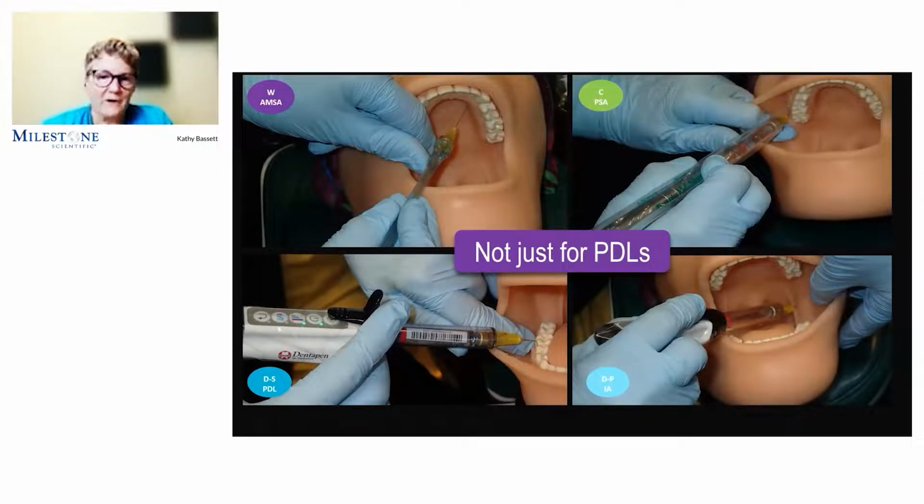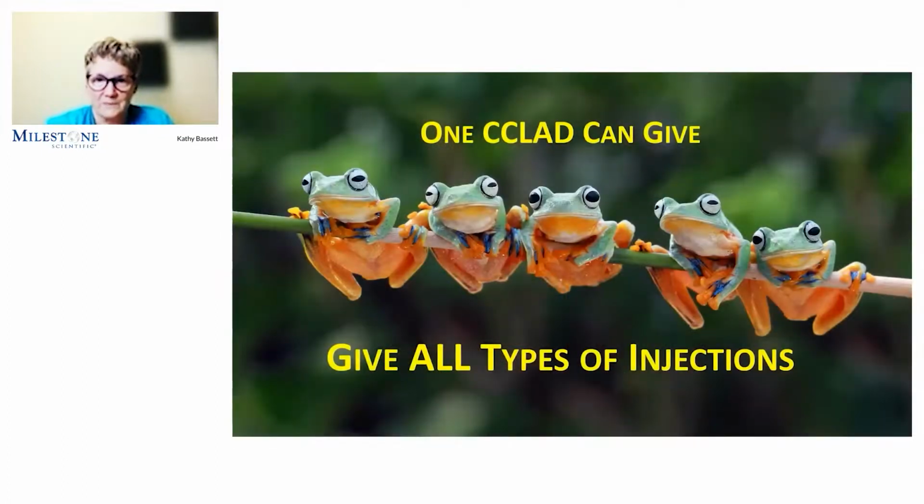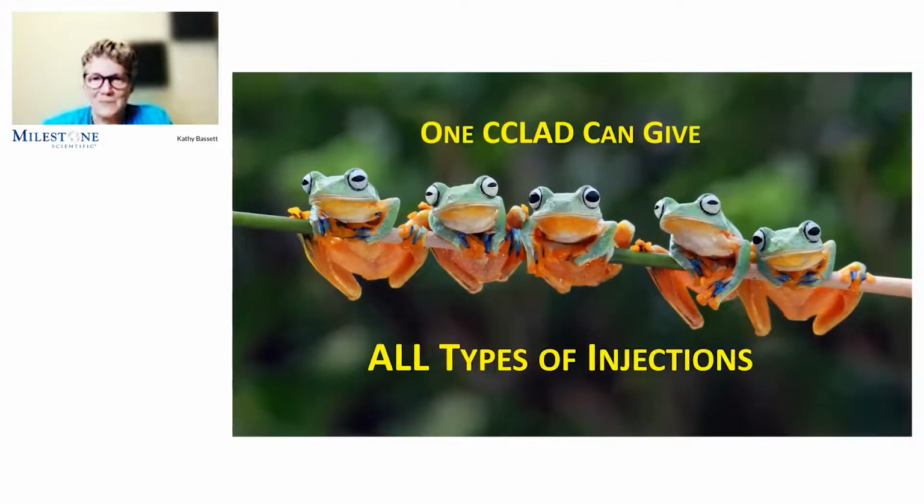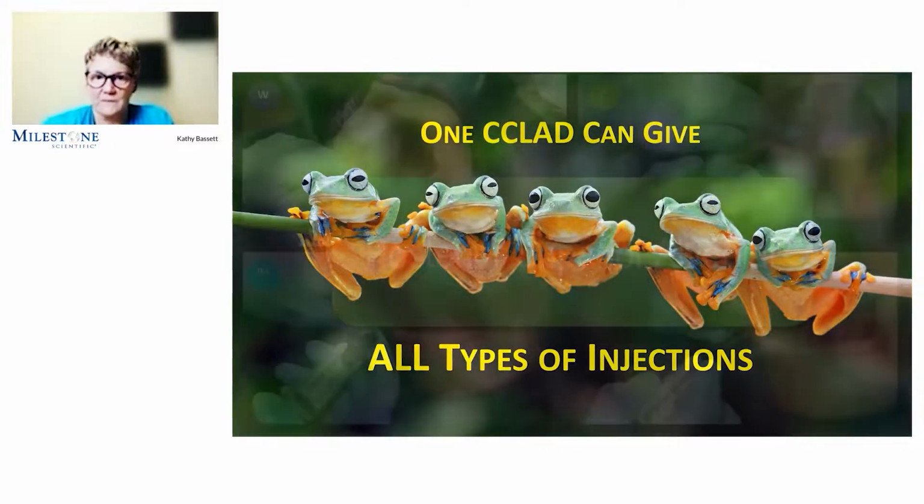We have an inferior alveolar with the DentaPen, and then we have a PDL with the DentaPen. These are designed to be all injection systems and can completely replace your manual syringe. So to change that myth, one CCLAD can give all types of injections.